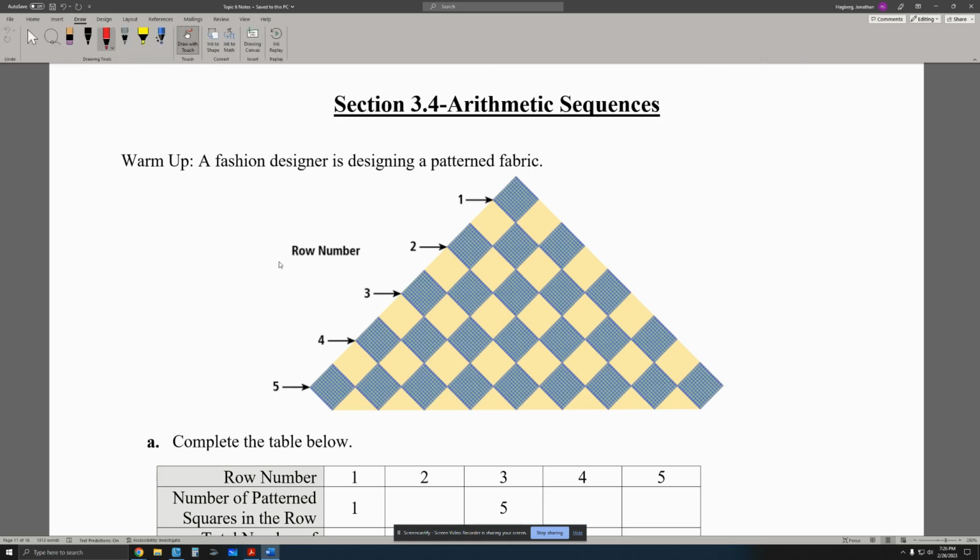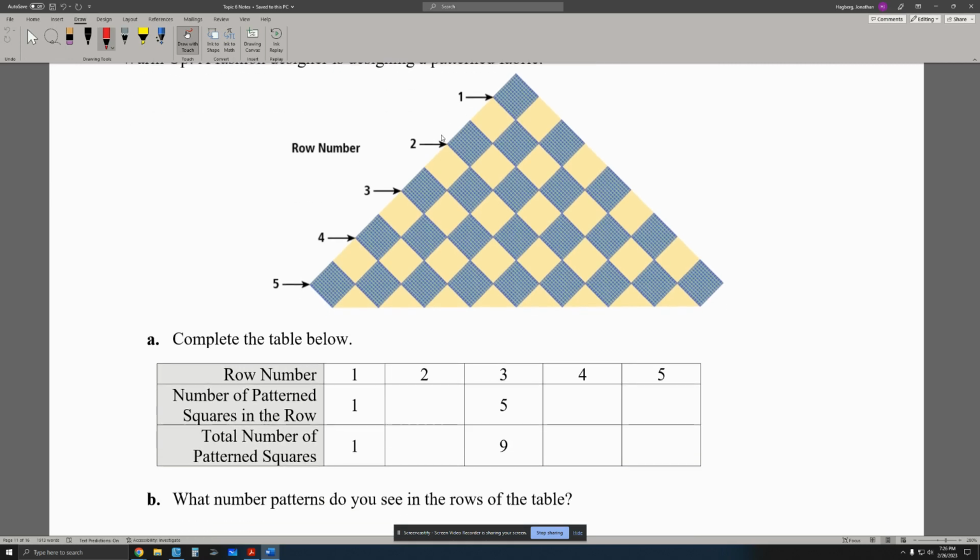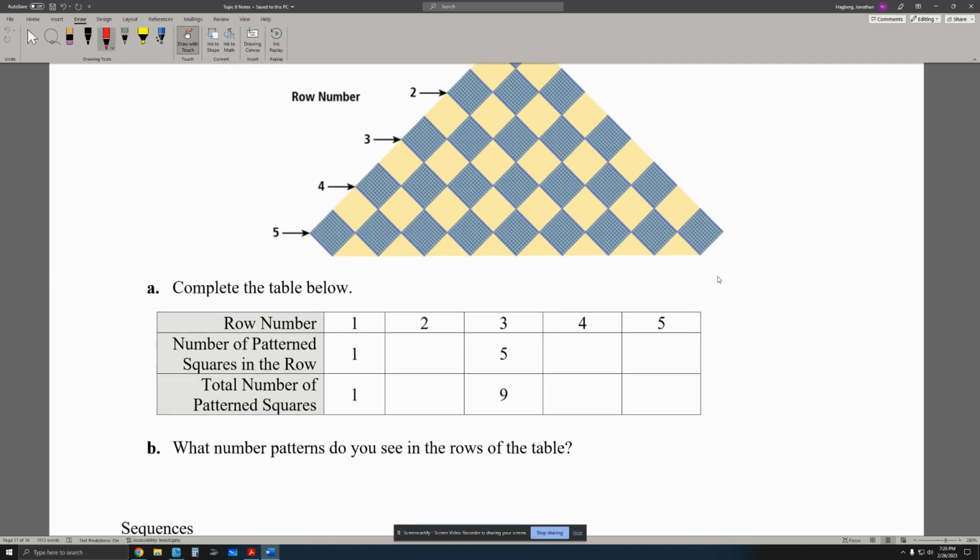A fashion designer is designing a pattern fabric. In row 1, we have one pattern square. In row 2, we have 3 pattern squares, and then 5 in row 3, and so on for 4 and 5. So we see a pattern in the number of pattern squares in each of the rows. So let's go ahead and fill in the table below.